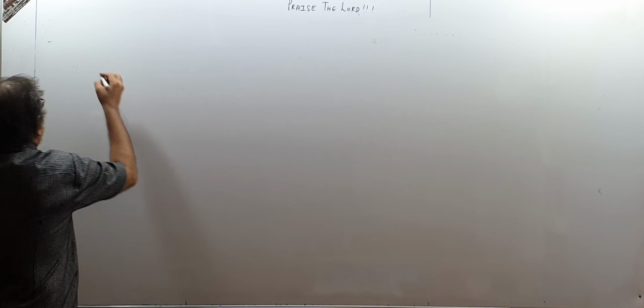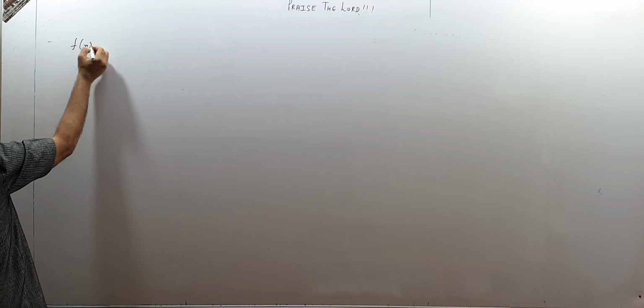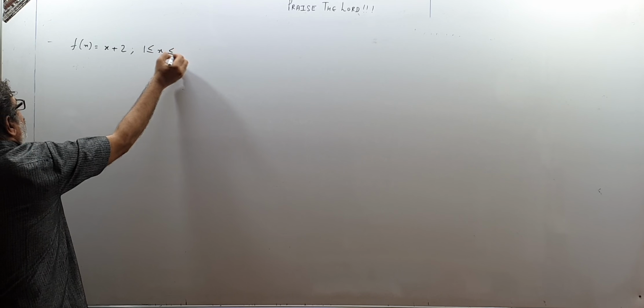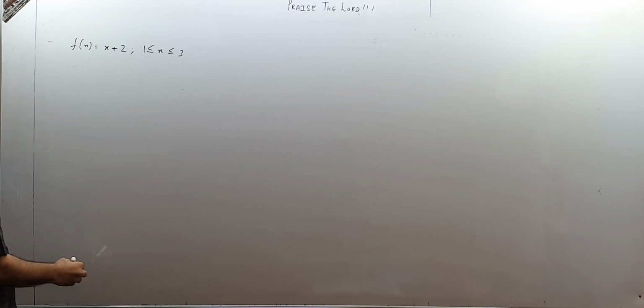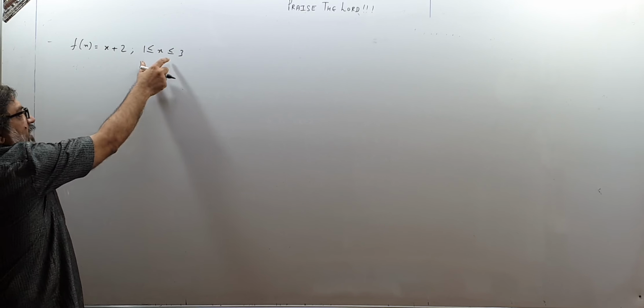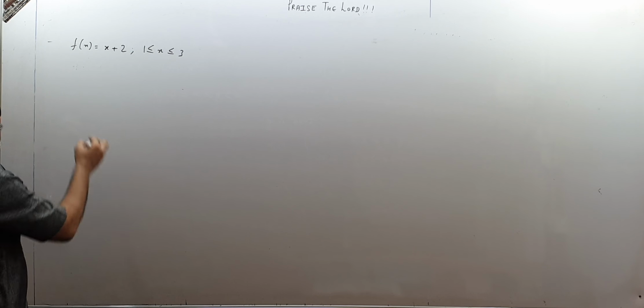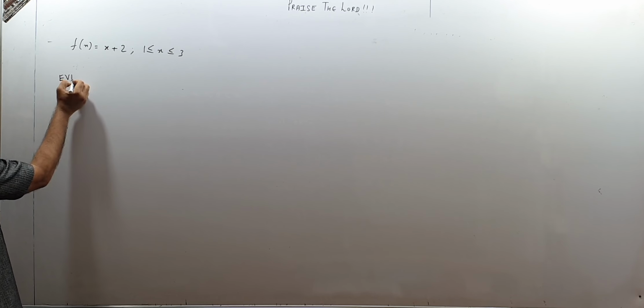So, supposing f(x) is x plus 2, 1 less than or equal to x less than or equal to 3. So you can see f(x) is only on the positive side. I want its odd extension and even extension. So first I go for even extension.